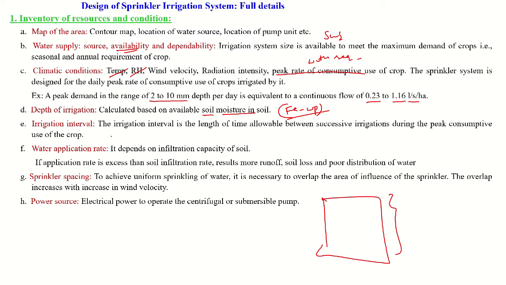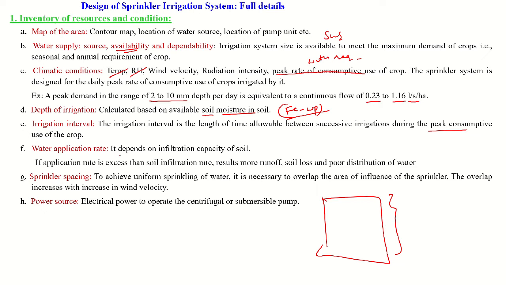Next, irrigation interval. This is the irrigation interval, meaning how frequently you are irrigating the field, fortnightly or weekly or 20 days or 30 days, based on your consumptive use, meaning total requirement or peak consumptive use of your crop.